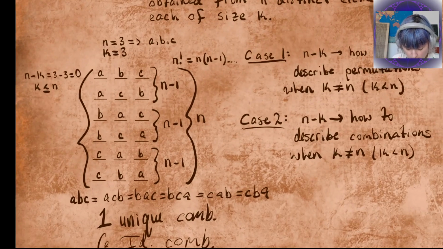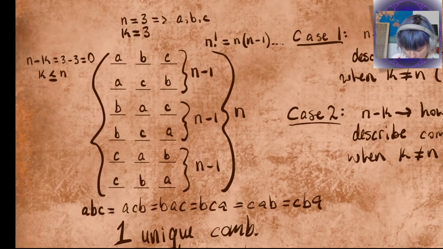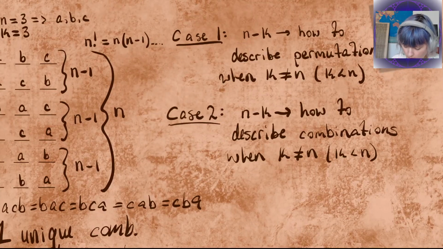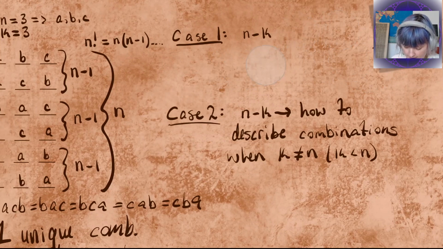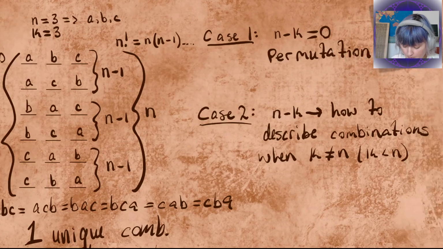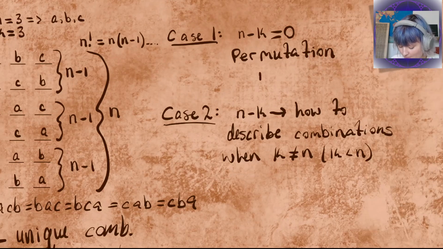Yeah. And I said we were going to look at case 1 for each of these. So case 1, all I can say right now is that when n minus k is equal to 0, if we wanted to come up with a formula that describes how many permutations you might have, it seems like it's the same as n factorial, right? Nothing has really changed when n is equal to k.